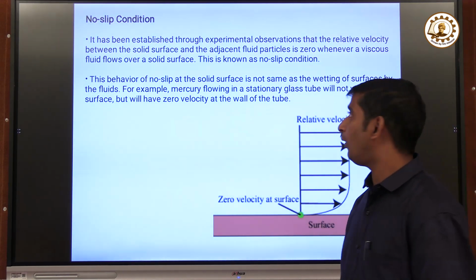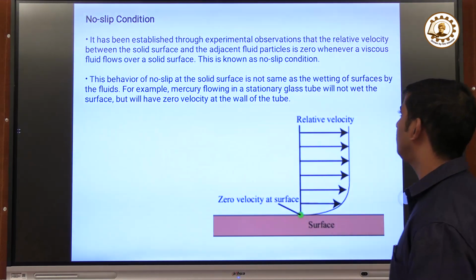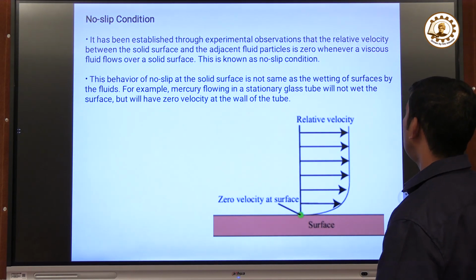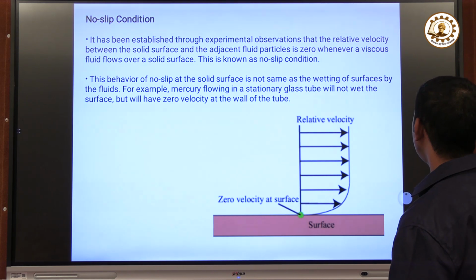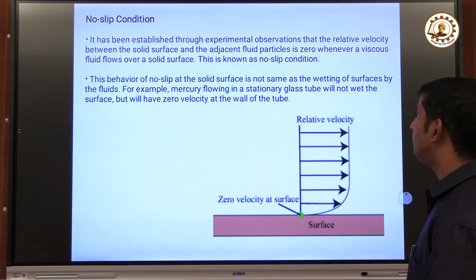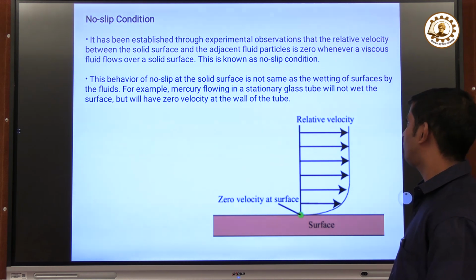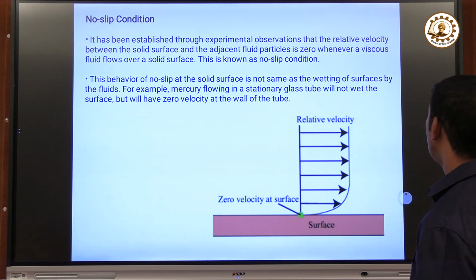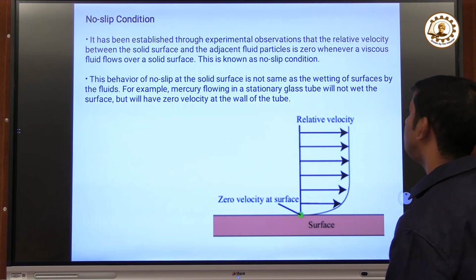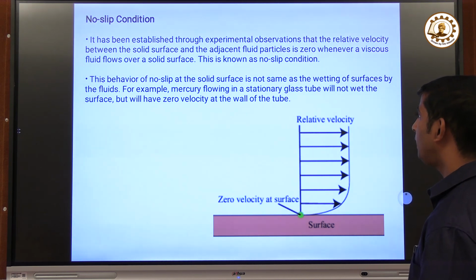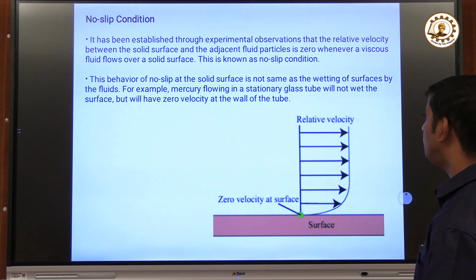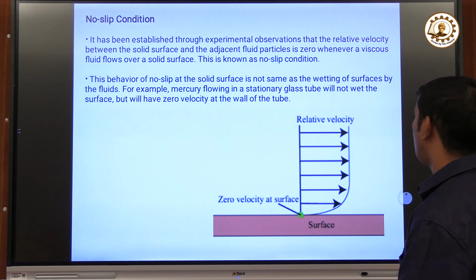This behavior of no-slip at the solid surface is not the same as the wetting of a surface by the fluid. For example, mercury flowing in a stationary glass tube will not wet the surface but will have zero velocity at the wall of the tube.